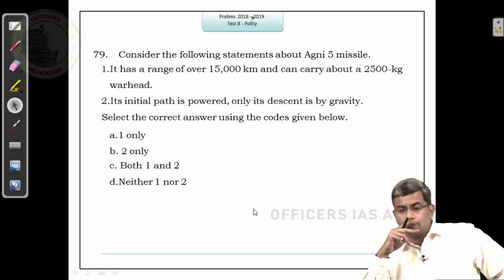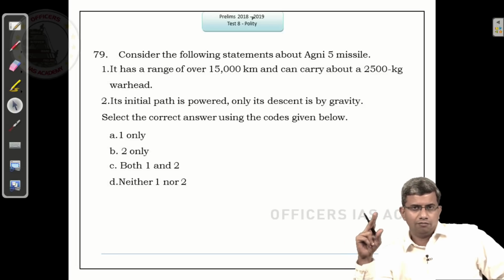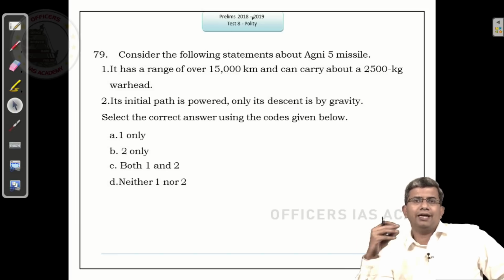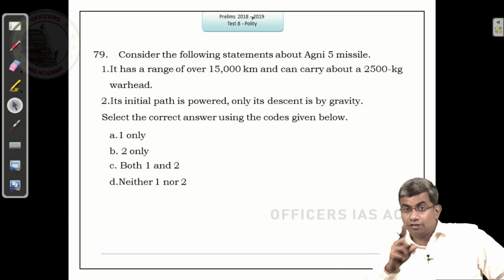Consider the following statements about Agni 5 missile. It has a range of over 15,000 km and can carry about 2,500 kg warhead. As I told you, usually, again, don't just go based on my statement. Many a times, anything which has a number in it is usually a wrong statement, because UPSC knows that the candidates cannot remember these statements. But please, it's a caveat, I give it in the beginning itself.